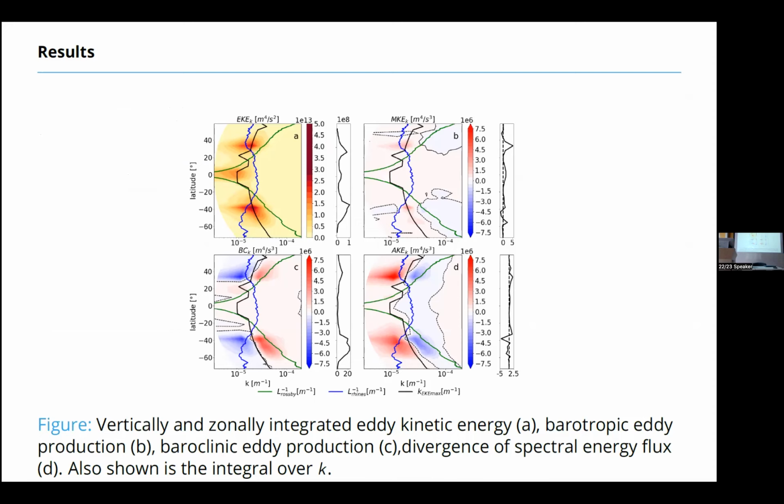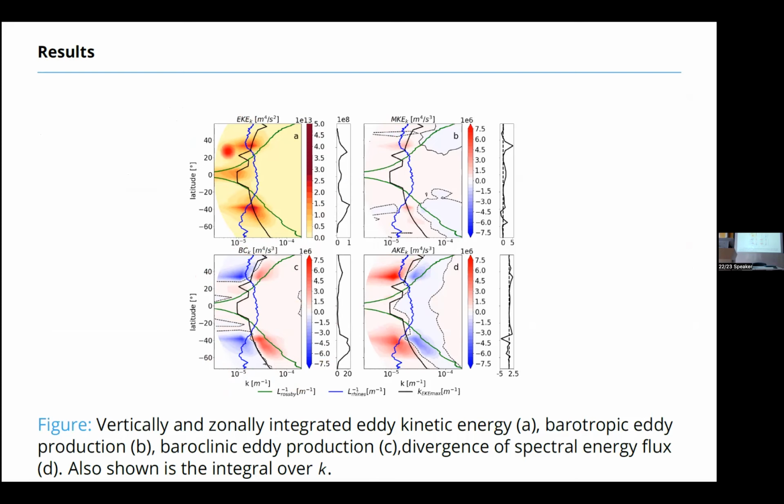And here I show, yeah, 4 terms. So eddy kinetic energy, then the barotropic instability term, the baroclinic instability term, and the divergence of the spectral flux, all vertically and zonally integrated. So as a function of k here on the x-axis, horizontal wave number vector. So the largest scales here to the left and the smaller scales to the right, and as a function of latitude on the y-axis.